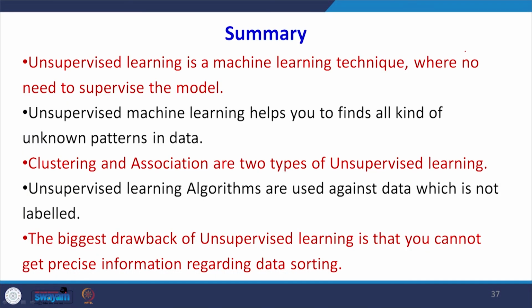Now clustering and association, these are the two basic steps which are present in unsupervised learning. This algorithm is used against data which is not labeled. You do not label in the beginning, you do not know about the area, you simply start the classification. But the biggest drawback of this unsupervised classification technique is that you can't get very precise information regarding the data sorting. So these are some of the salient points of the unsupervised classification method.